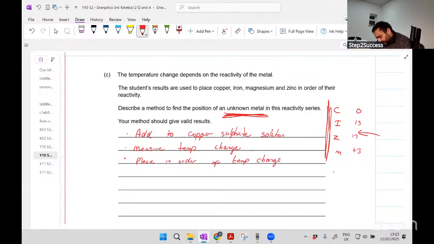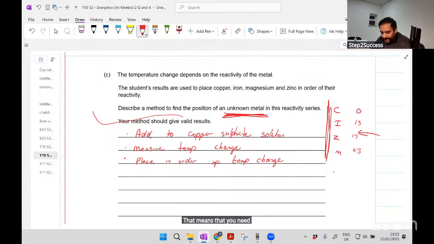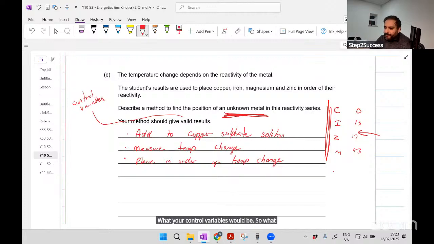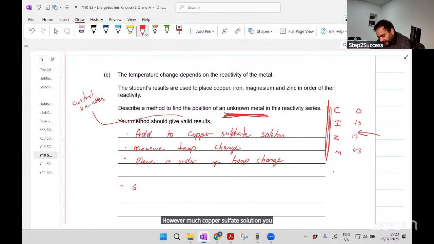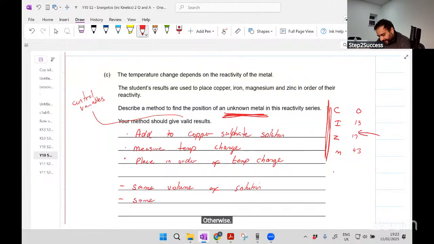Now, there's a bit more to this question, which says your method should give valid results. That means you need to explain what your control variables would be. So what would you have kept the same when you did this experiment? However much copper sulfate solution you used every time should stay the same. The mass of the metal that you're using. So if you're using 5 grams of copper, then it should be 5 grams of iron, 5 grams of everything else. Otherwise, you're going to get invalid results or not a fair test. So that's how you go about answering this question.